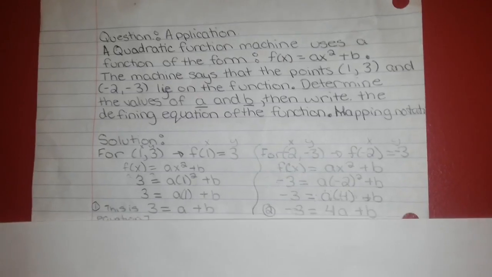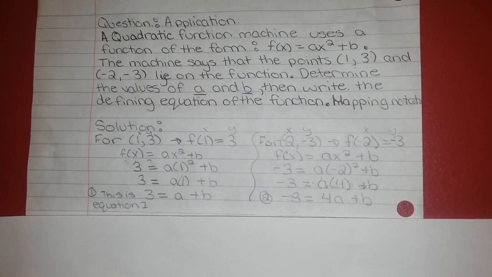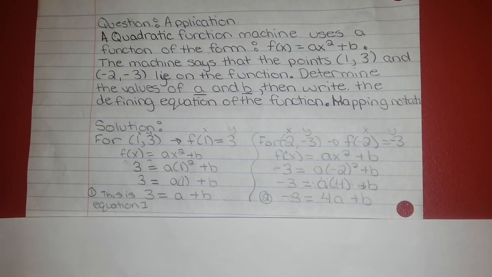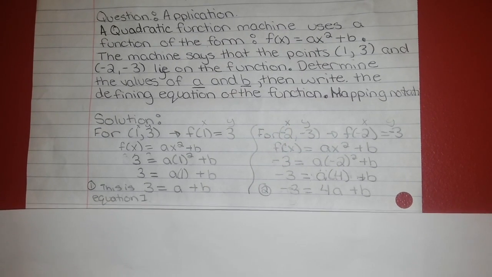So this is the first step to our solution. For the point (1, 3), we transform it into the f of x equation. As we know, 1 is our x value and 3 is our y value. So we place 1 into the x position and 3 into the y position. Now we plug the 1 and 3 into our equation that is given above, and then we solve. So we're left with 3 equals a plus b. This is going to be used as our first equation.